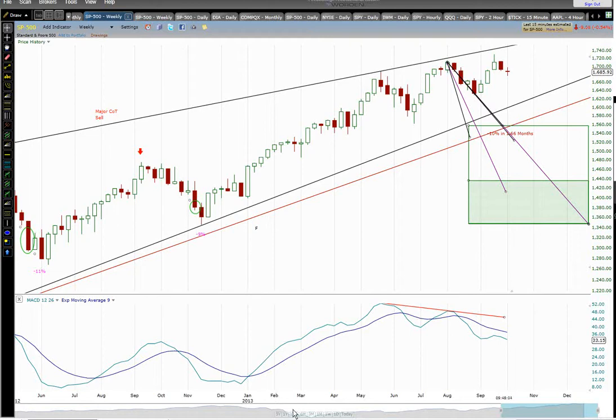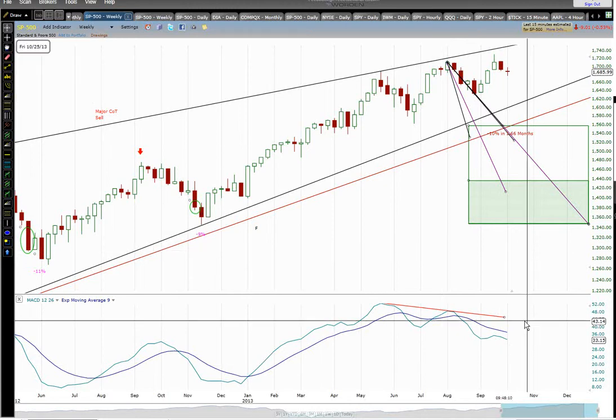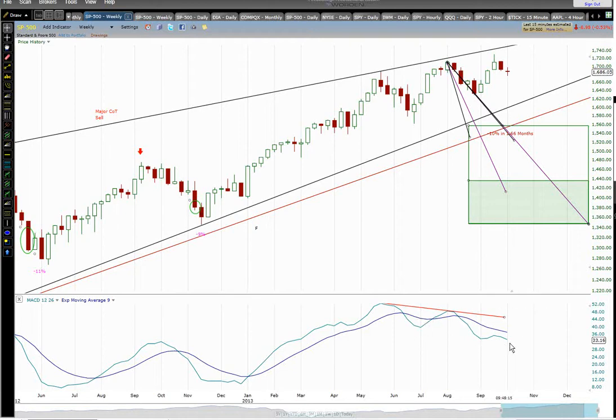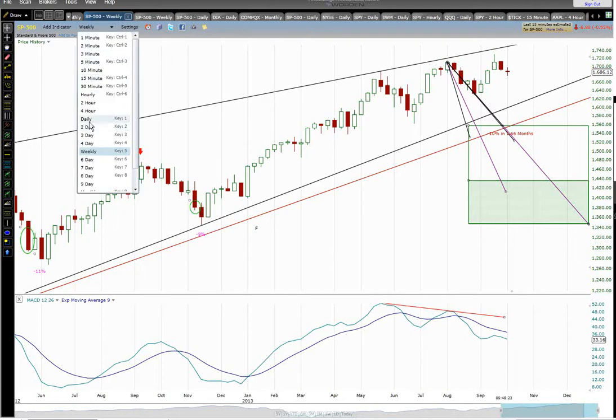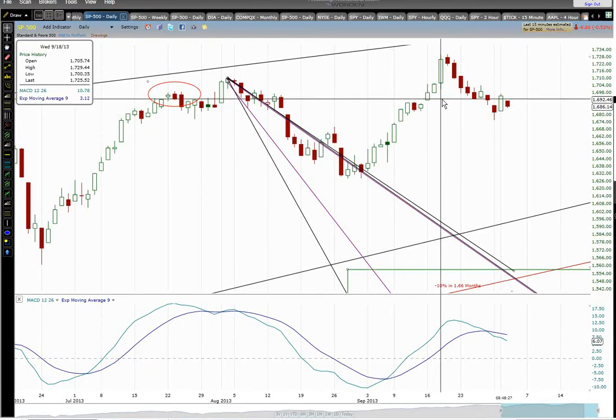So in the last video I talked about a setup where we had the weekly MACD of the S&P 500 in basically a sell configuration, where you have the MACD line, which is the light blue line here, below the dark blue line, which is its exponential moving average. And at that time, we had the daily chart in a buy type of signal.